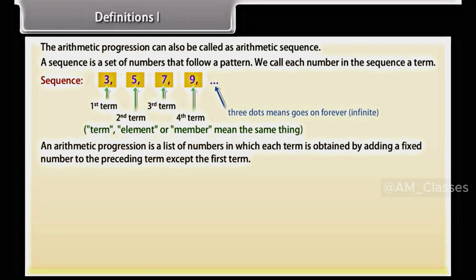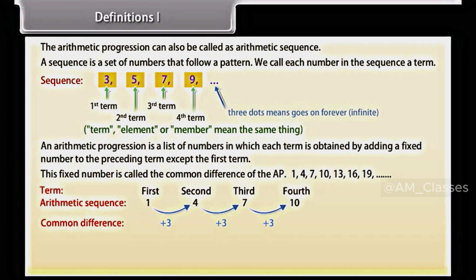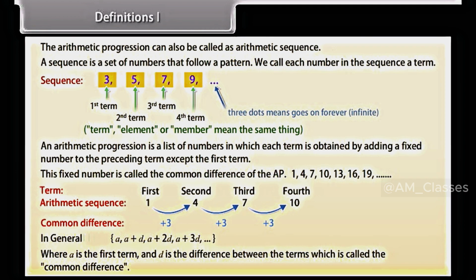An arithmetic progression is a list of numbers in which each term is obtained by adding a fixed number to the preceding term, except the first term. This fixed number is called the common difference of the AP. Look at this sequence. We can see here that the common difference is 3. In general, we can write an arithmetic sequence like this: a, a plus d, a plus 2d, a plus 3d, and so on, where a is the first term and d is the difference between the terms, which is called the common difference.